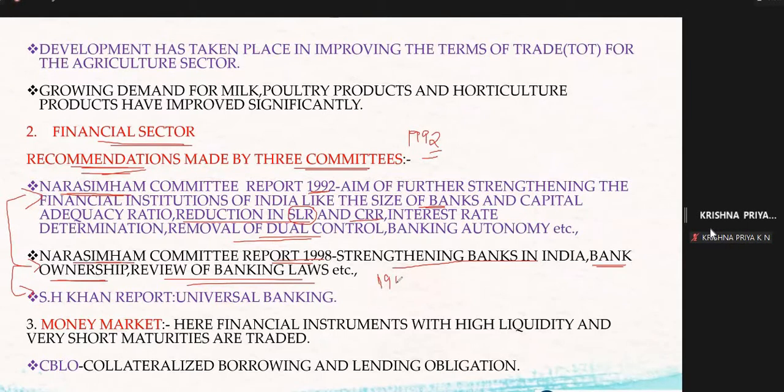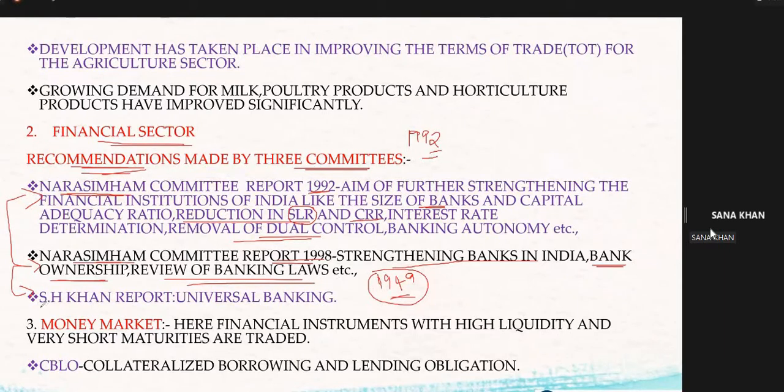1949, correct. So this act, do we take 1949 or 59? 49, ma'am. Okay. So this committee suggested that there should be a review. Whatever regulations were given in this act that we follow have to be reviewed, and if any changes have to be made, they should be made accordingly.